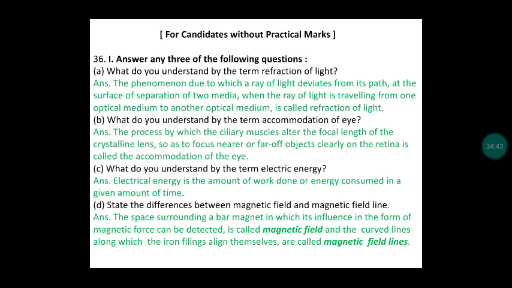What do you understand by the term accommodation of the eye? The process by which the ciliary muscles alter the focal length of the crystalline lens so as to focus nearer or far off objects clearly on the retina is called the accommodation of the eye.